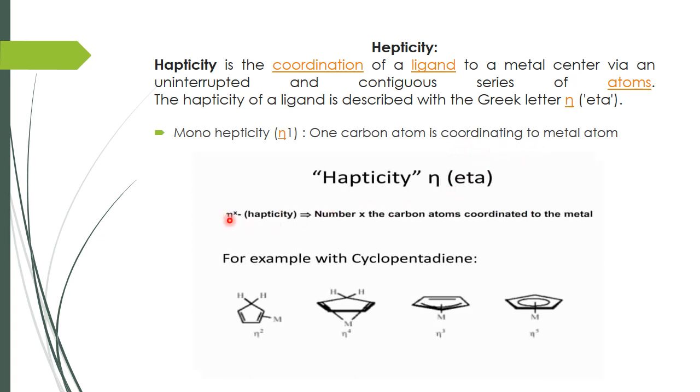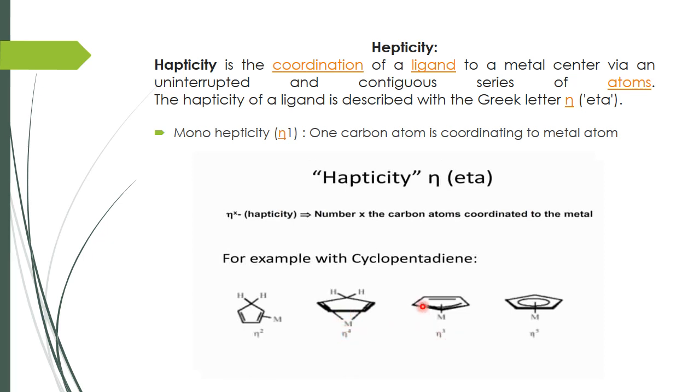Hapticity is written as eta to the power of x, where eta represents the bonding coordination and x represents the number of carbon atoms. Eta 1 means one carbon atom is coordinating to the central metal atom. Eta 2 means two carbon atoms are coordinating with the metal atom. In eta 4, two plus two, totally four carbon atoms are coordinating with the central metal atom.